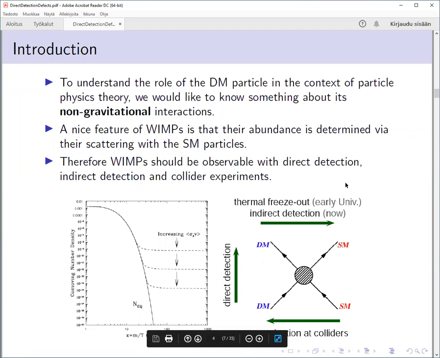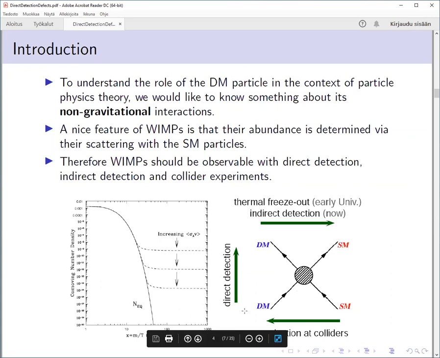So we can collide two visible sector particles, mainly protons at the LHC, and try to see the production of two dark matter particles, which we would see as missing energy and missing PT in the collider experiment, because presumably our detectors will not see the dark matter particle, but they will see whatever else is produced in that collision, and then you will see that there is an imbalance in the momentum. So something has escaped the detector. So far, this has not been seen.